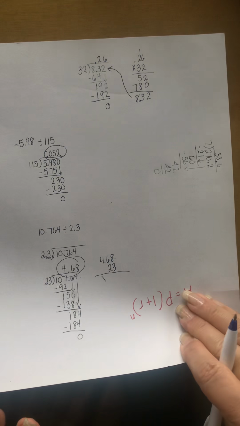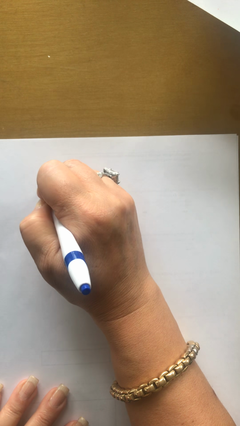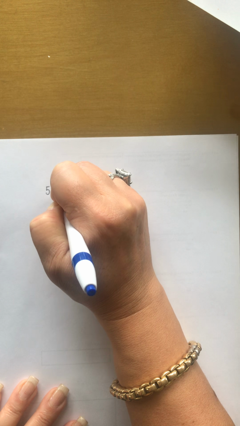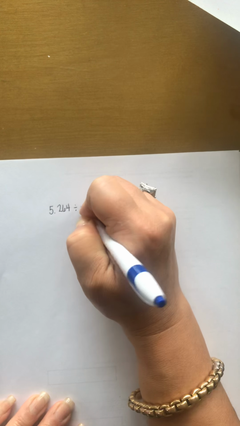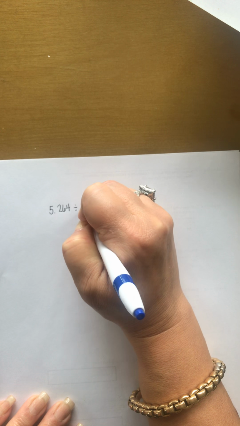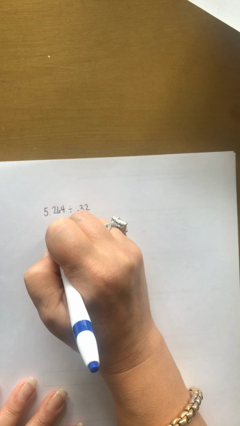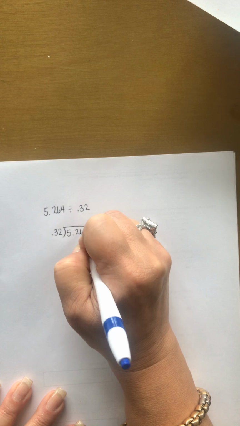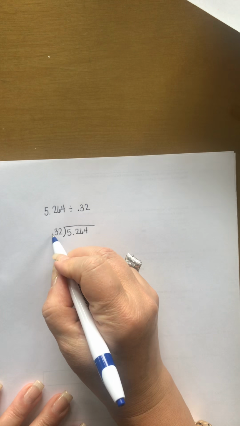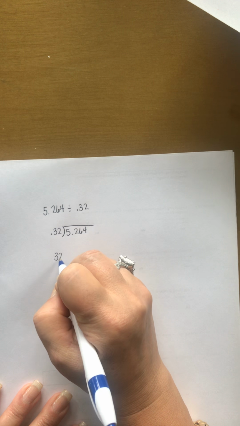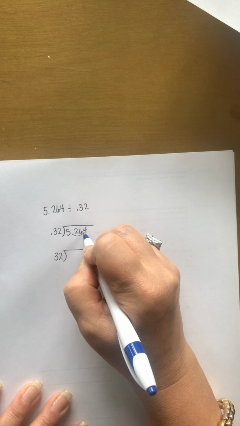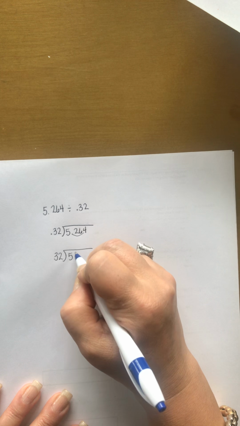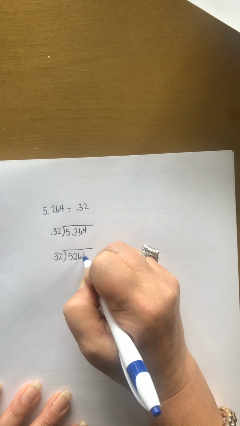Okay. Example number 5 says divide 5.264 divided by 0.32. Okay, so it looks like this. 0.32 goes into 5.264. So this one, we have to move this decimal 2 places over. Therefore, we have to move this 2 places over. So your dividend becomes 526.4.